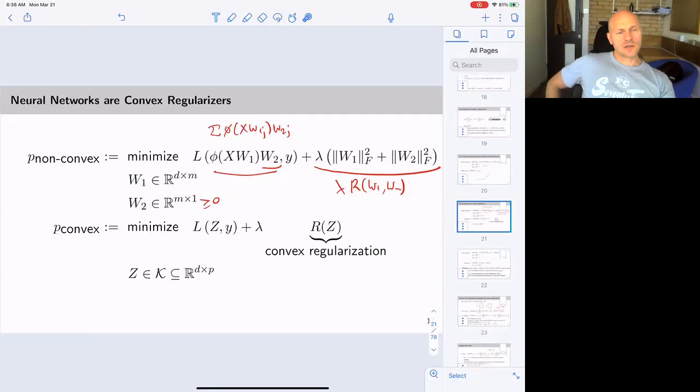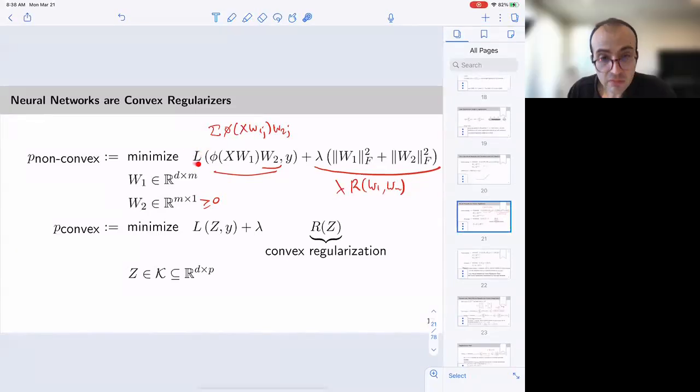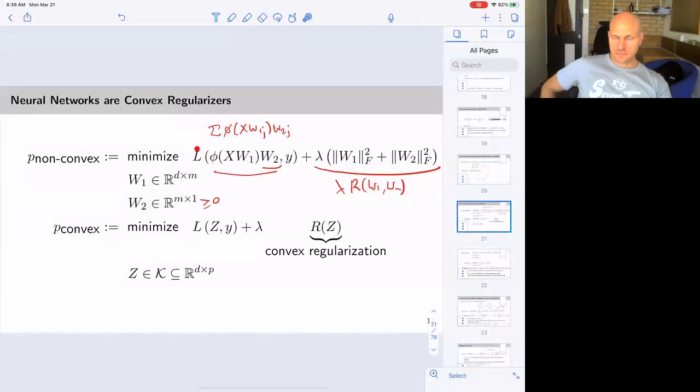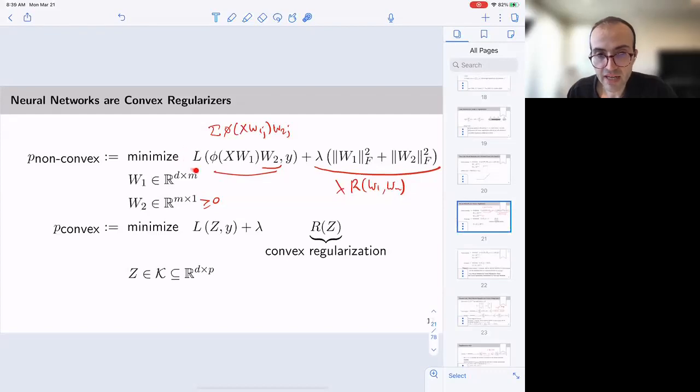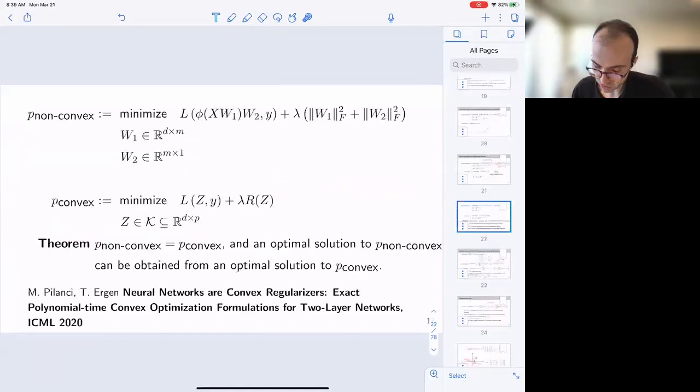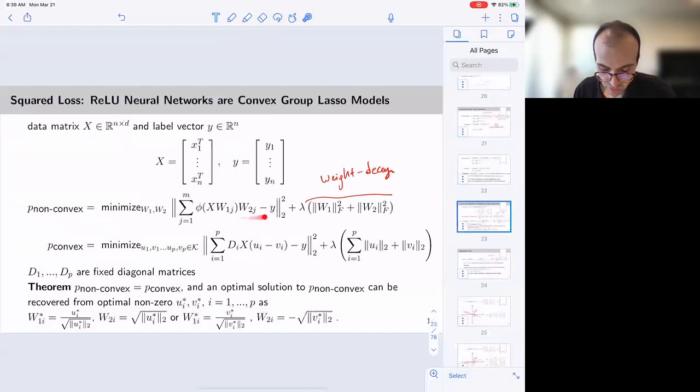How about the loss function? You mean the loss function? Yes, can that be arbitrary convex? Oh yes, the loss function can be arbitrary convex. You can have any convex loss. It just carries over directly. So here we have the squared loss. It just carries over here exactly. Here we also have the squared loss. It could be hinge loss, logistic loss, any convex loss you want. It is possible.